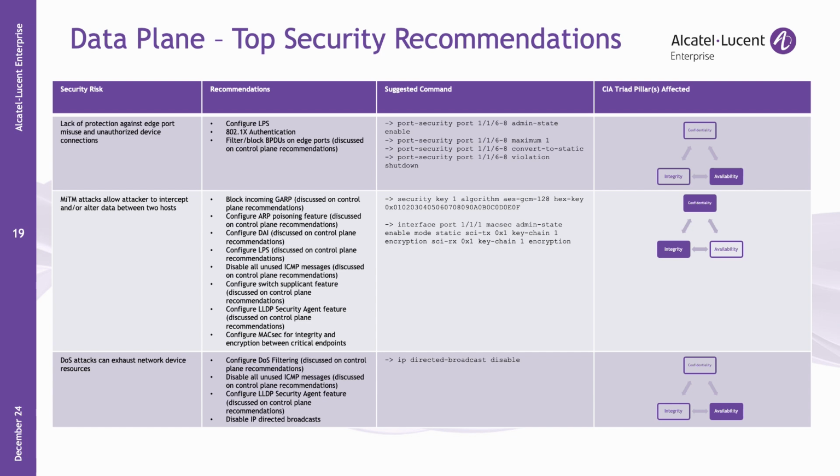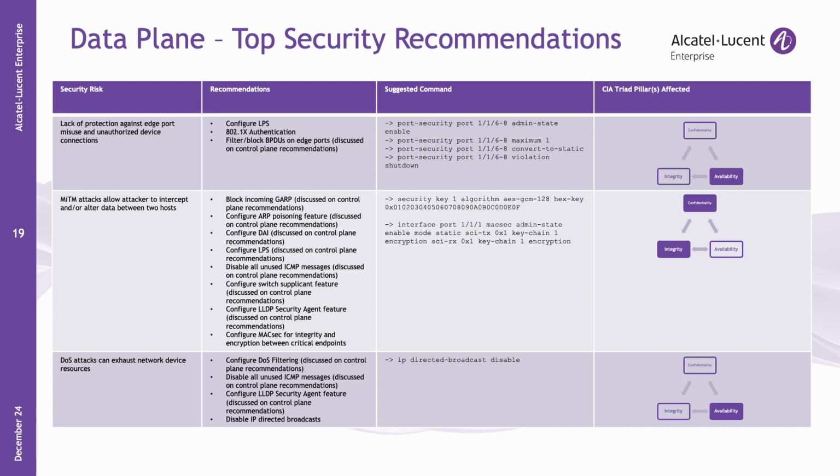We've covered this in the control plane recommendations, and the same mitigation steps apply. You can use steps such as MACsec encryption. You can use the ARP poisoning feature, dynamic ARP inspection. You can disable all unused ICMP messages. You can block incoming gratuitous ARP packets to the switch. You can configure learn port security on edge ports. You can use the switch supplicant feature and the LLDP security agent feature.